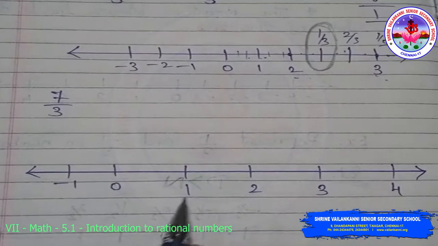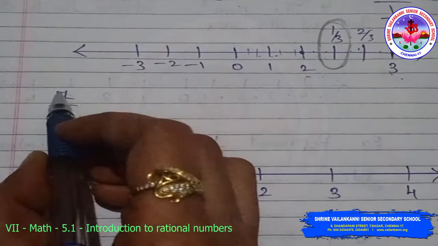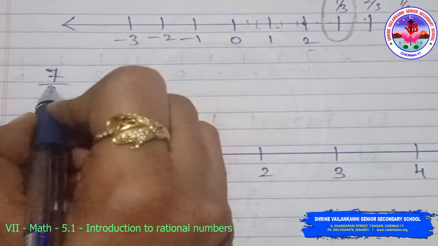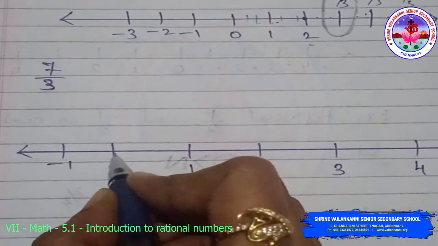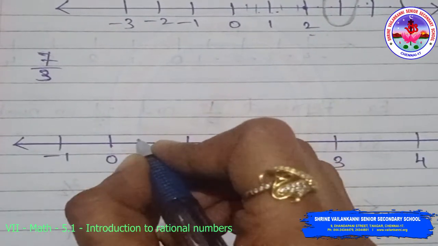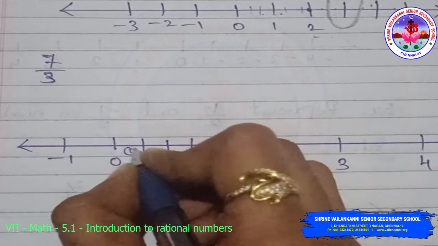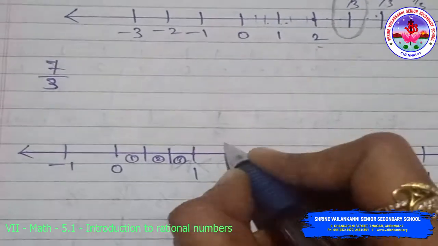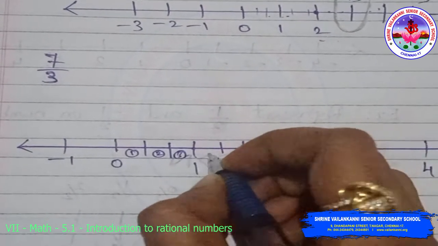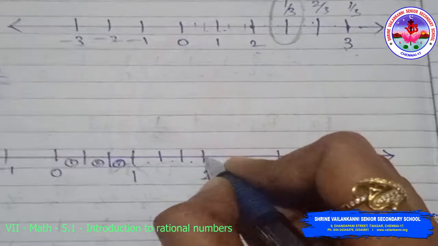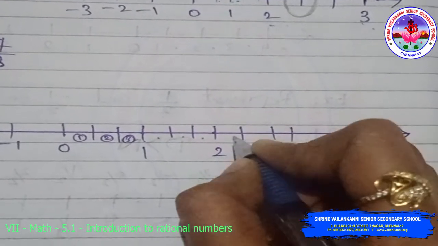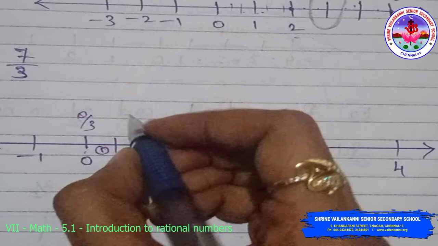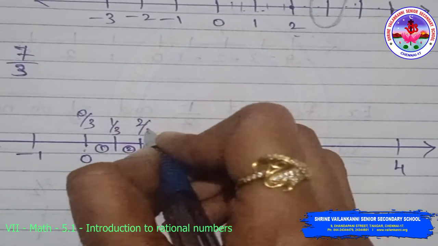So you can mark it here. Another method for finding the rational number 7 by 3 on the number line: the denominator is 3, so you can split 0 to 1 into 3 bisects, 1 2 3. Again split between 1 and 2 into 3 bisects, and again between 2 and 3 into 3 bisects. Here the 0 is 0 by 3. The next one is 1 by 3, the next is 2 by 3, this is 3 by 3.